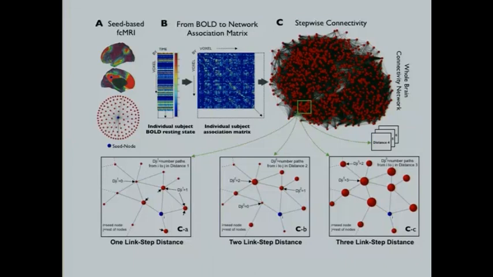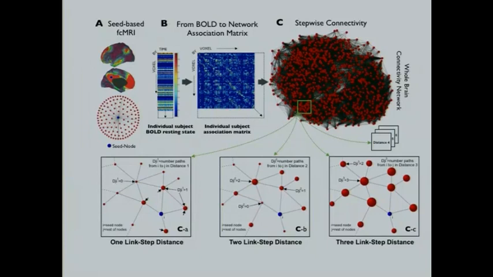The stepwise functional connectivity analysis is able to characterize the particular seed regions, to characterize the connectome of these regions in terms of the direct connections, but also the connectivity of the nodes that are really far from the seed.